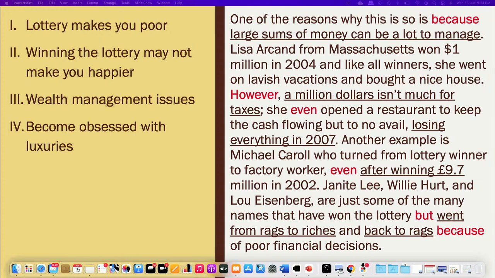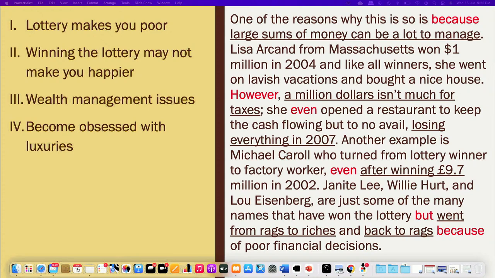Lisa from Massachusetts won $1 million in 2004. And like all winners, she went on lavish vacations and bought a nice house. However, $1 million isn't much for taxes. She even opened a restaurant to keep the cash flowing, but to no avail, losing everything in 2007.